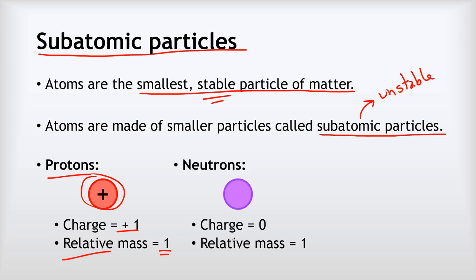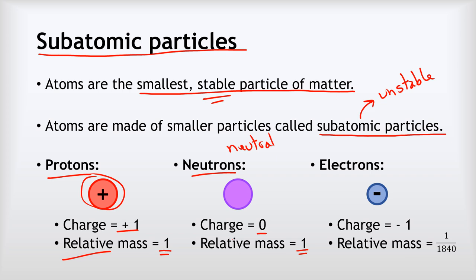Now, the next subatomic particle we've got is neutrons. These have a charge of 0. We could also say that they are neutral. That means they have no charge. And they've got the same relative mass as protons, so they have the same mass of 1. And the last one we've got is electrons, okay? Now, electrons, they've got a negative charge, a charge of minus 1. So we often draw them as a little circle with a minus sign in it.